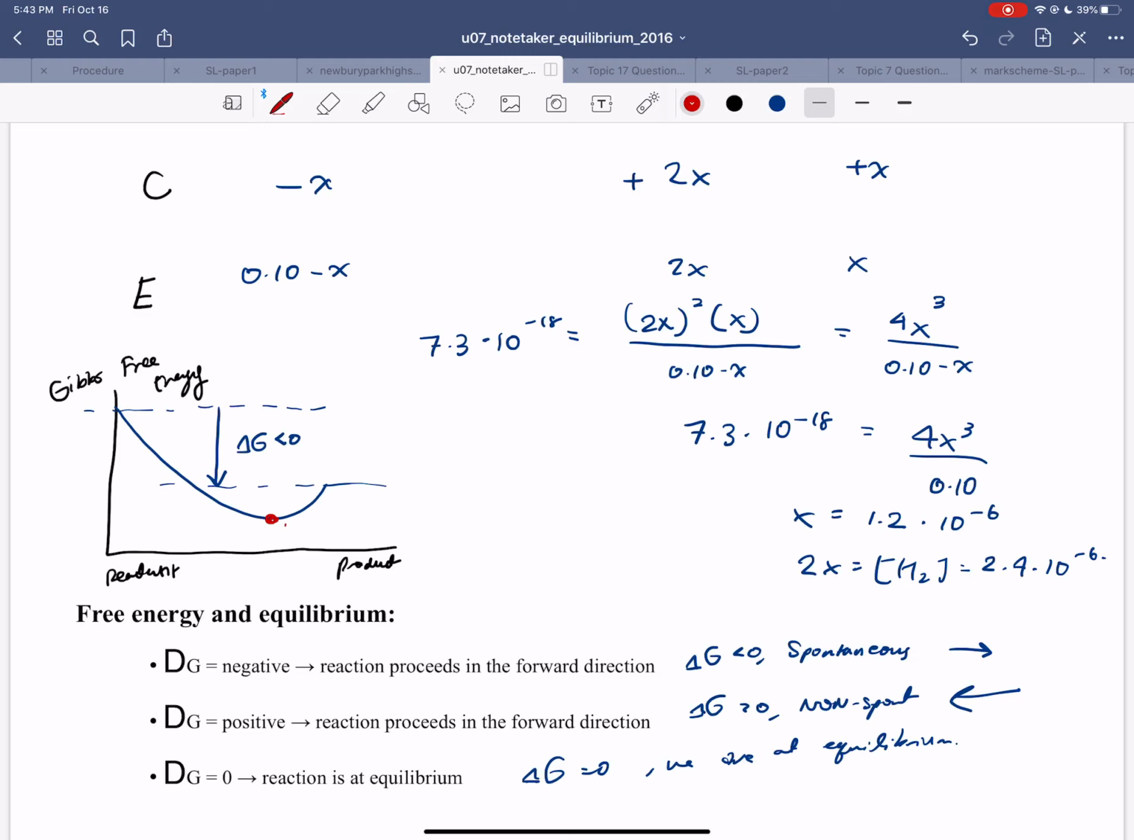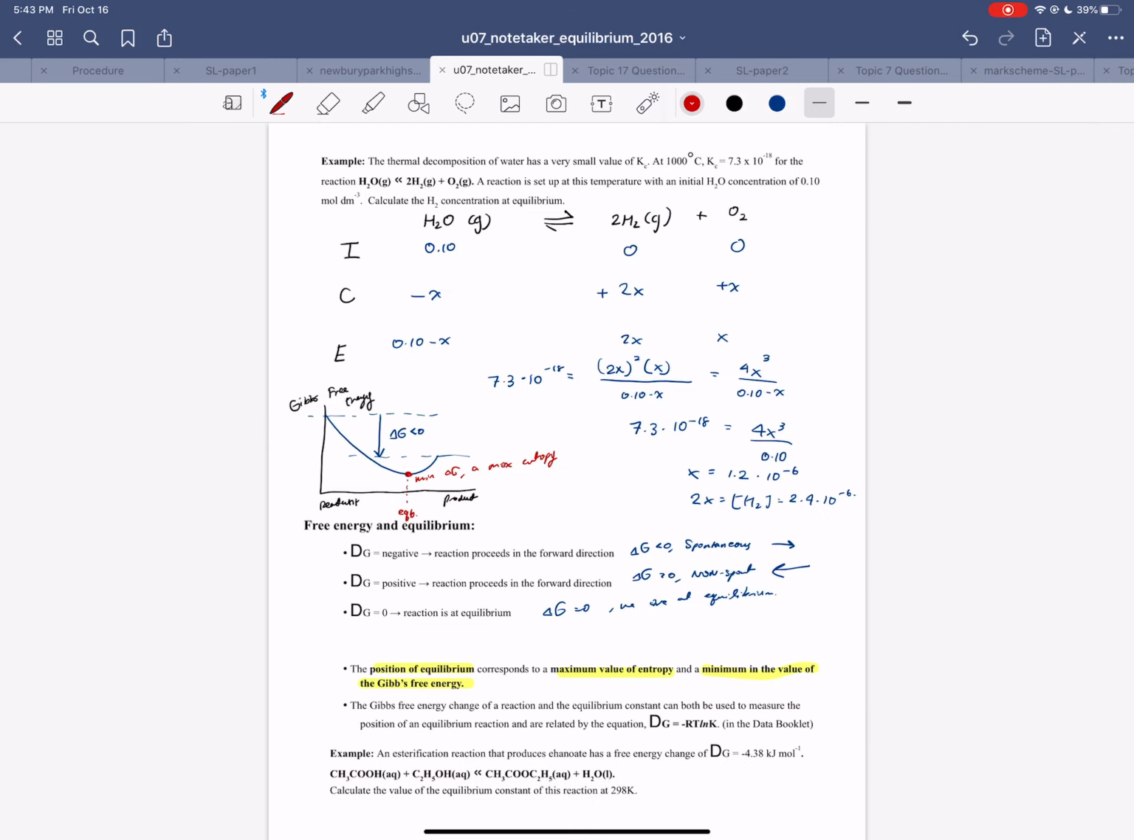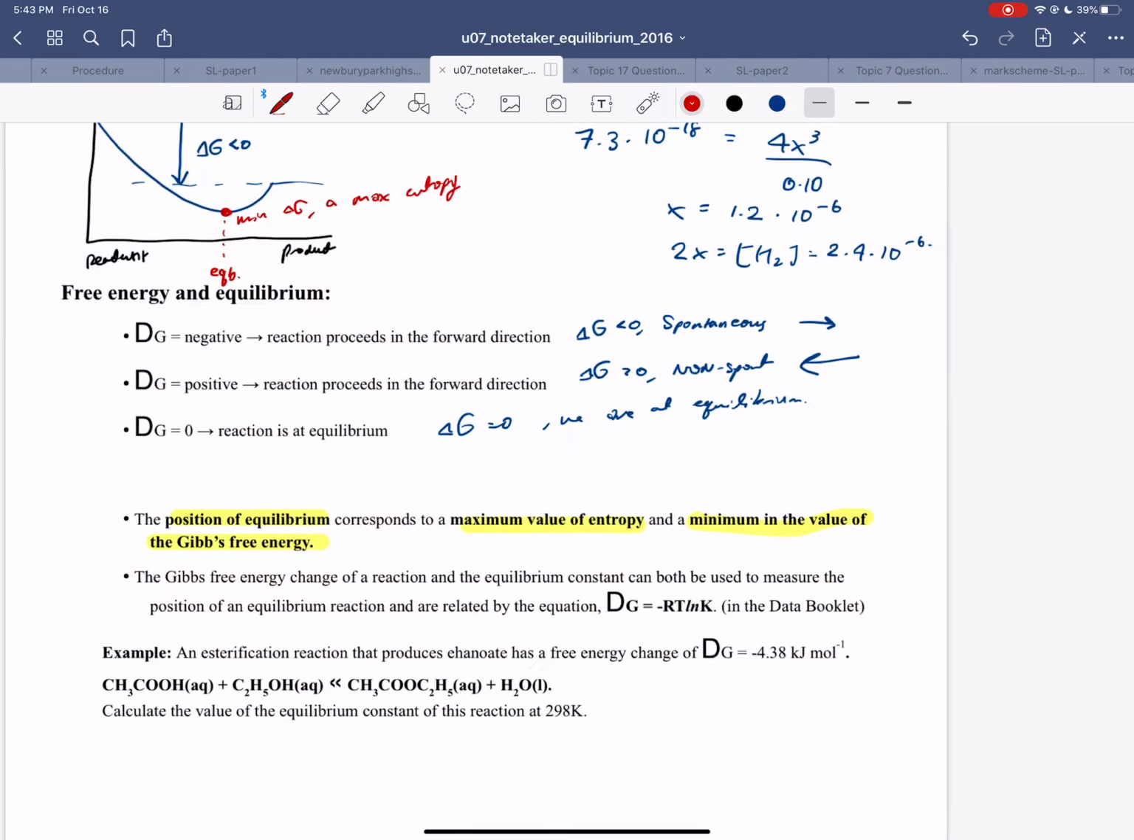But this point, even though it's minimum in G, is a maximum in entropy. Entropy is essentially a measure of the number of different ways you can distribute energy amongst particles in a closed system. When G is at a minimum, entropy is at a maximum, because there's very minimum usable energy in a closed system, which means all that energy must be very finely distributed, and it must be at a maximum entropy. This corresponds with the equilibrium. And that's kind of what's going on there.